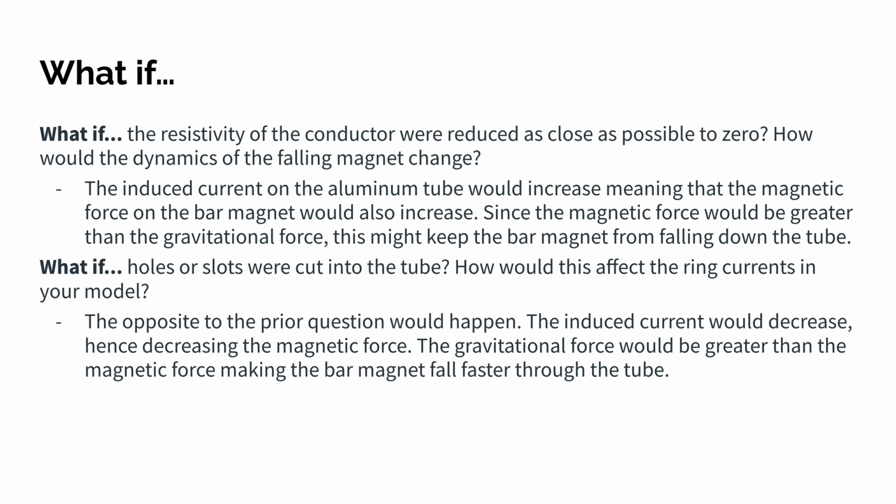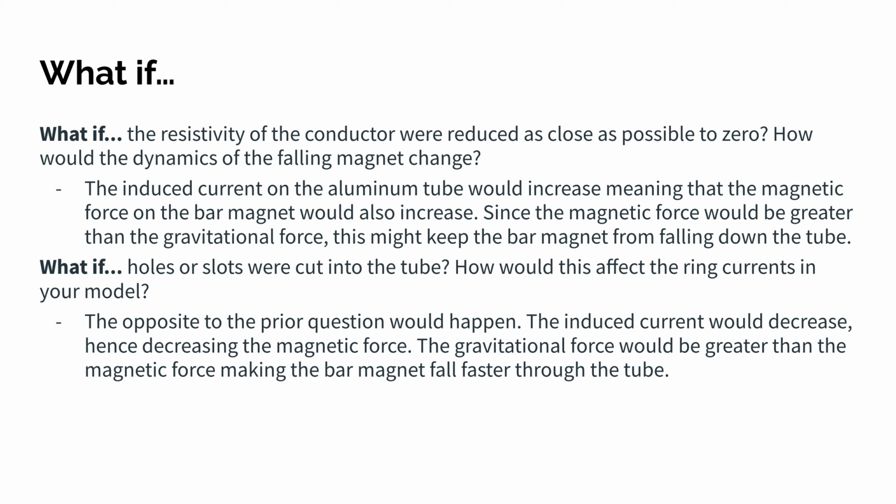For the what-if part of the lab, the resistivity of the conductor. What if the resistivity of the conductor were reduced as close as possible to 0? How would the dynamics of the falling magnet change? The induced current on the aluminum tube would increase, meaning that the magnetic force on the bar magnet would also increase. Since the magnetic force would be greater than the gravitational force, this might keep the bar magnet from falling down the tube.